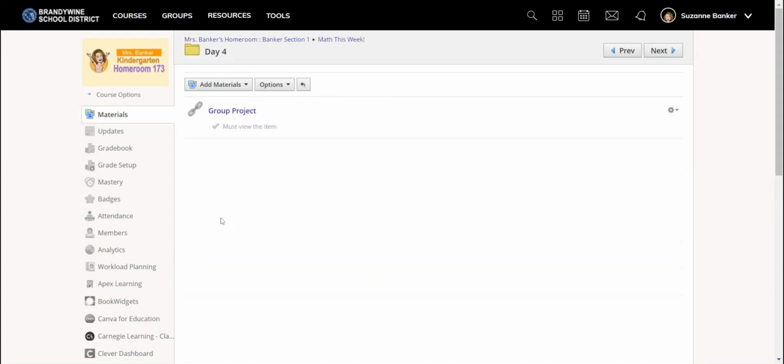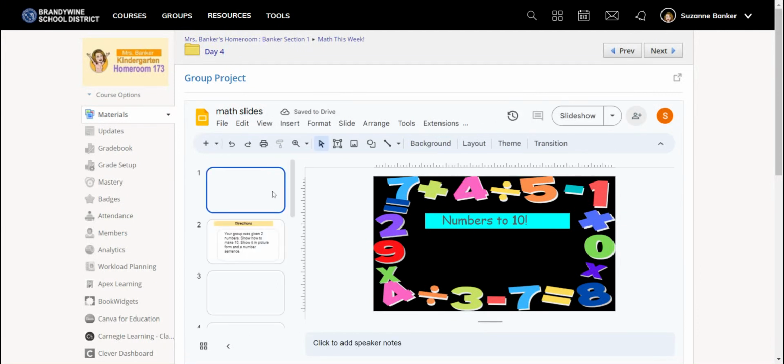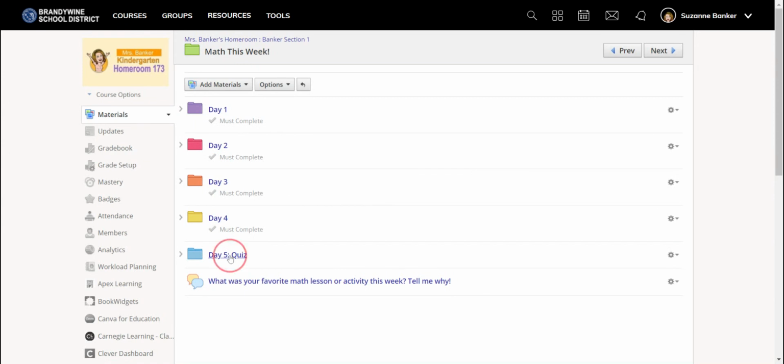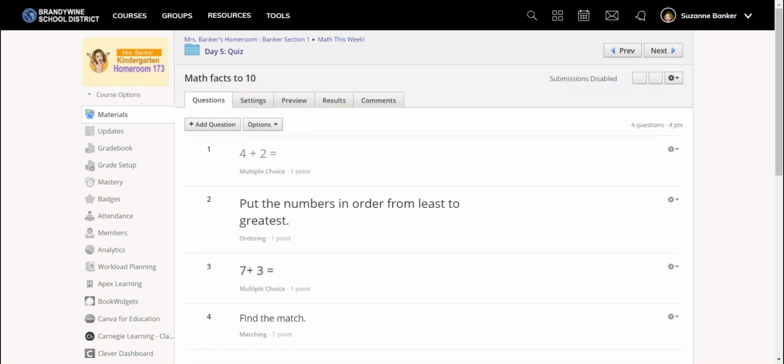And day 4 is the day that they will be working on their group project. They are going to make a Google slide together with their numbers to 10. So each child will have their slide, or each group of children will have the slides that they will work together. And we will practice how to do this. And then on day 5 will be the day that they take a quiz. And they are taking a quiz in Schoology. It's set up in here for them to do.